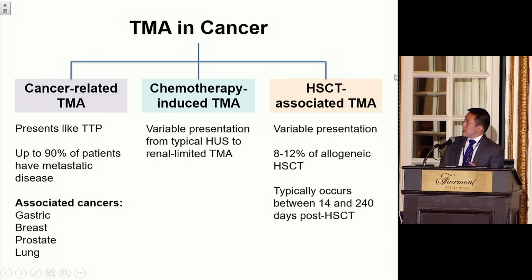There's also TMA that occurs in stem cell transplant patients. This occurs in about 10% of patients who undergo an allogeneic stem cell transplant. It typically occurs anywhere from 2 weeks to several months after the transplant has been performed, and the presentation of these patients is also variable.